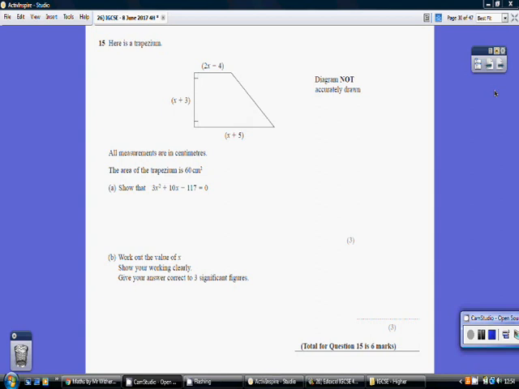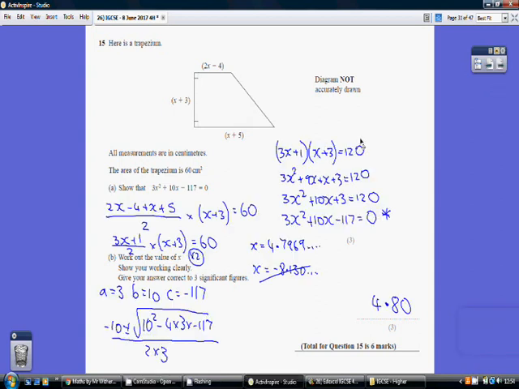Question 15. So we've got to show that this quadratic applies. So what's our way into the question? The bit of information we've been given is that the area of the trapezium is something. So that's what this question part A is all about, areas of trapeziums.